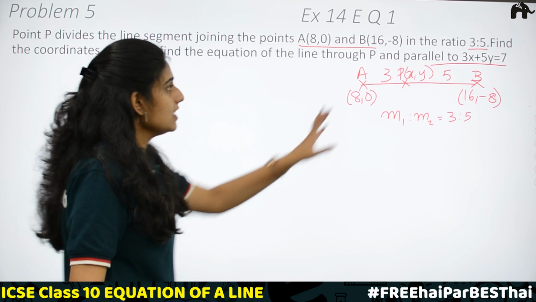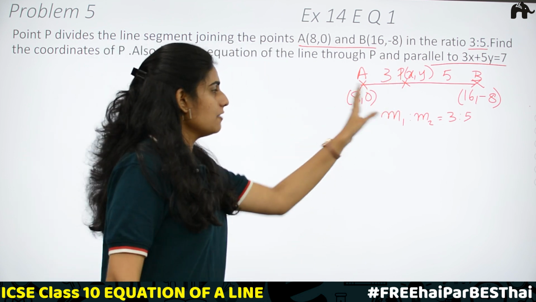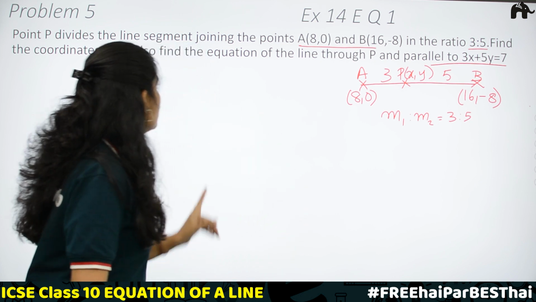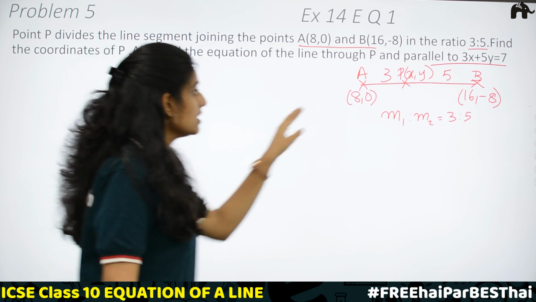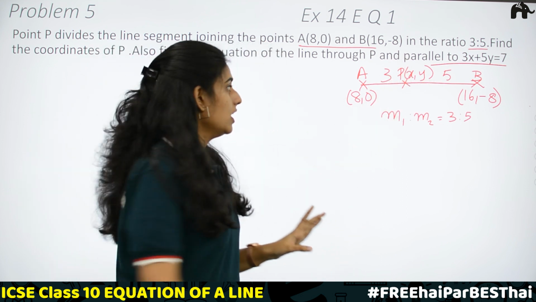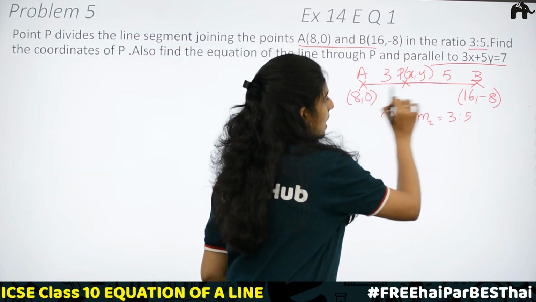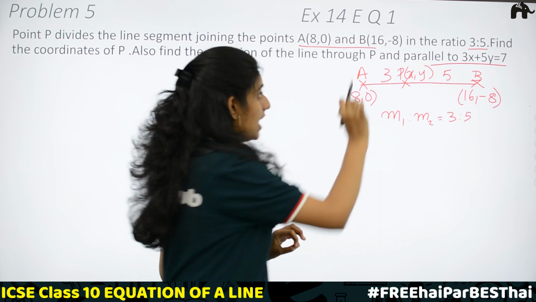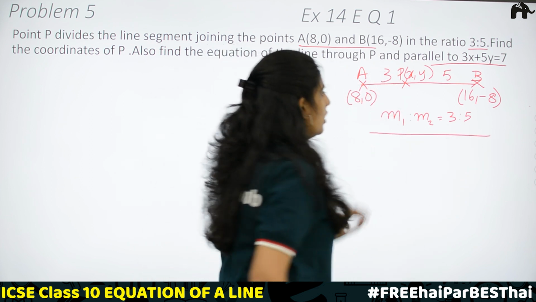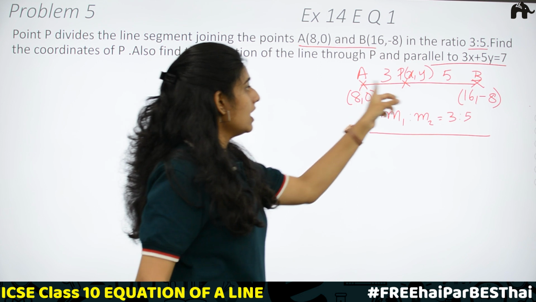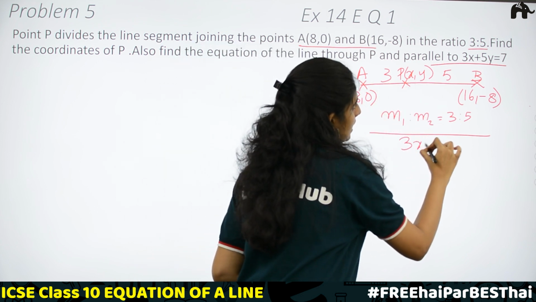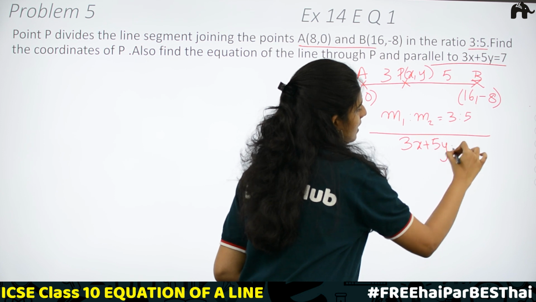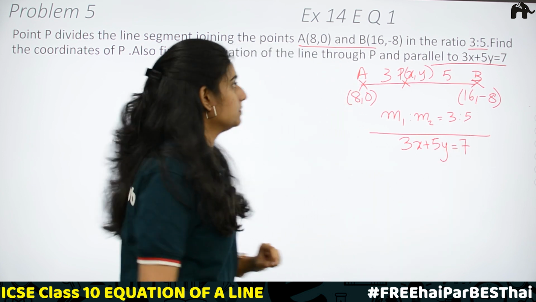We have to find the coordinates of P. This is our first part. In the second part, we have to find the equation of the line which passes through P and is parallel to AB. Here this is a line which passes through point P and is parallel to AB. So I am drawing a line which is parallel to AB passing through P. And the equation of that line is 3x plus 5y is equal to 7.